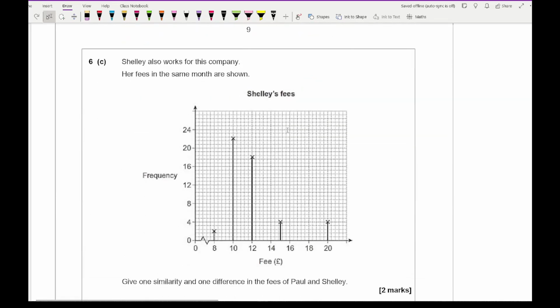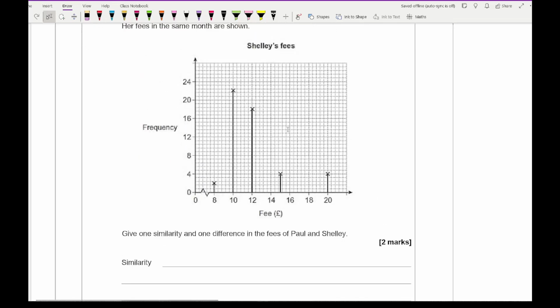Moving on to question 6c, it says Shelley also works for this company. Her fees in the same month are shown, and it says give one similarity and one difference in the fees of Paul and Shelley. So again, a couple of answers you could give here. For similarity, we could say that they've got the same range, so they go from 8 to 20. We could say that they've got the same mode, as both peak at 10. We can also say that they've got the same frequency for £15. So something along those lines would be absolutely fine.